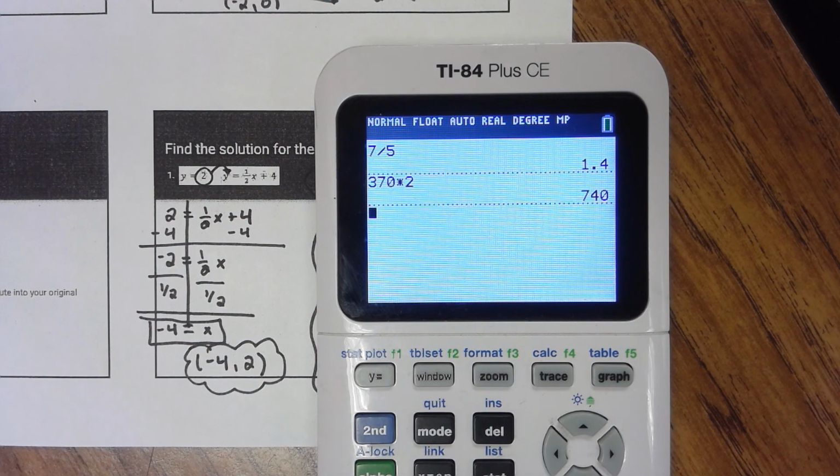But when I take -2 and I divide it by a fraction, anytime you do a fraction in the calculator, you need parentheses around that fraction. Otherwise, it's very likely that the calculator will do a completely different set of operations. And that gives me -4.